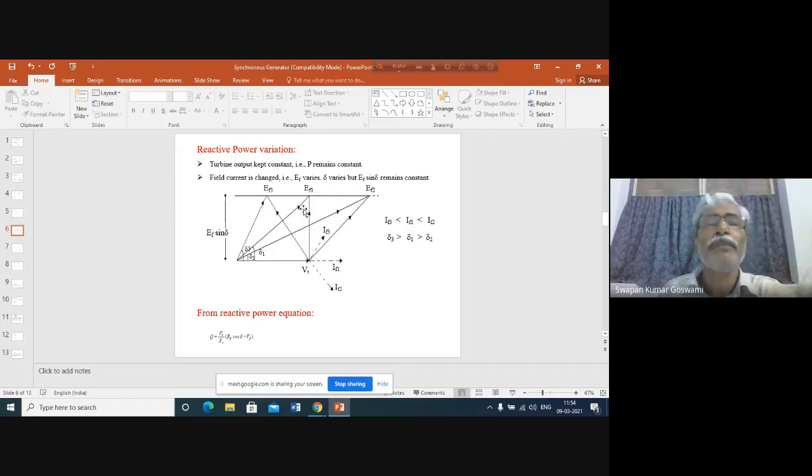What will happen if the field current is increased? In that case, reactive power output will increase. And if the field current is decreased, reactive power output will also decrease. Am I clear? Do you understand this?